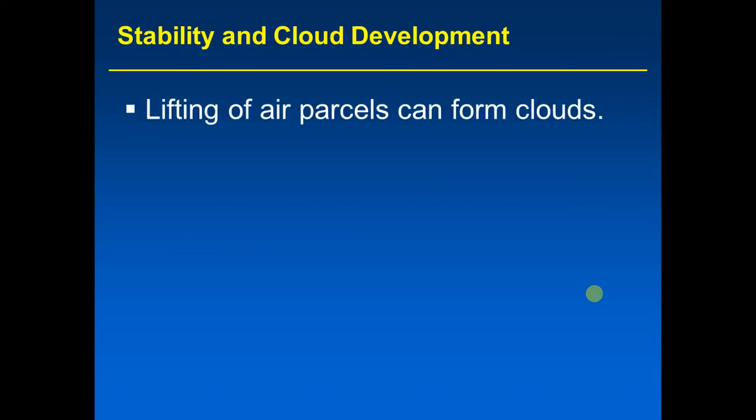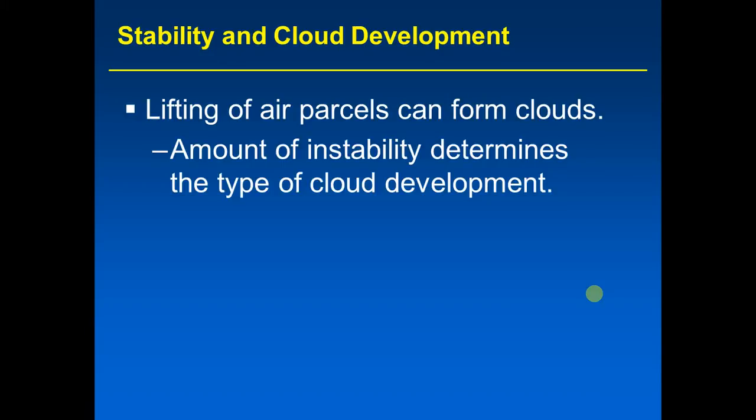Now, you might be wondering why we are talking so much about whether the atmosphere is stable or unstable, this lifting idea, and these comparisons between the air parcel temperature and environment temperature. Because stability is associated with cloud development. Lifting of air parcels can form clouds, especially cumuliform clouds, vertical development clouds. They form by lifting of air parcels. And we know these cumulus clouds can eventually grow and form cumulonimbus clouds, which produce heavy rain, lightning, hail, thunder, tornadoes. The amount of instability helps determine the type of cloud development.